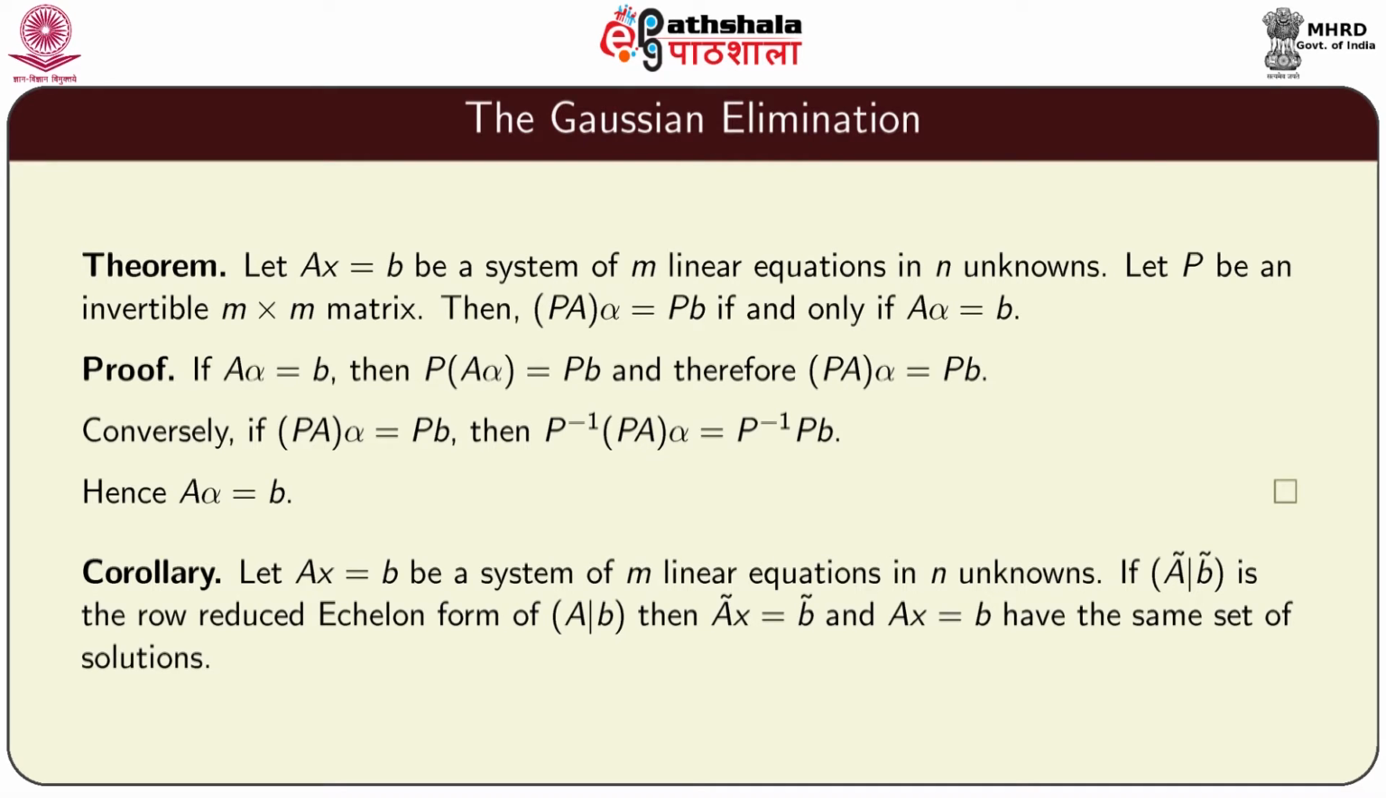Now, look at the corollary. Let Ax equal to b be a system of m linear equations in n unknowns. If A tilde | b tilde is the row reduced echelon form of A | b, then A tilde x equal to b tilde and Ax equal to b have the same set of solutions. So, we start with a system of linear equations Ax equal to b. We look at the augmented matrix A stroke b. We row reduce it to the echelon form and we call it A tilde stroke b tilde. Therefore, we have a new system of equations A tilde x equal to b tilde. But the interesting fact is that these elementary row operations do not change the set of solutions for the system of equations.